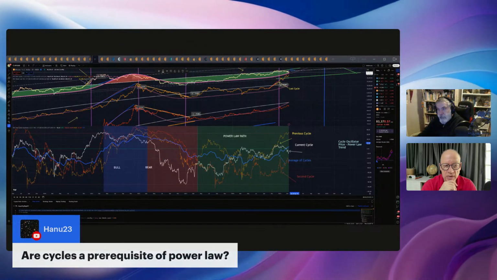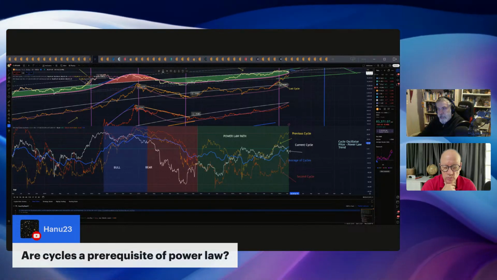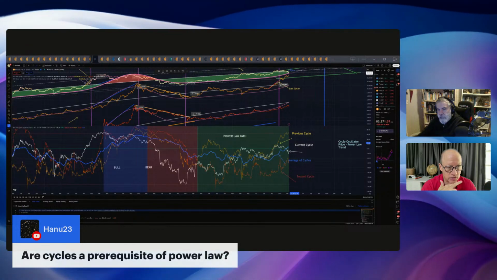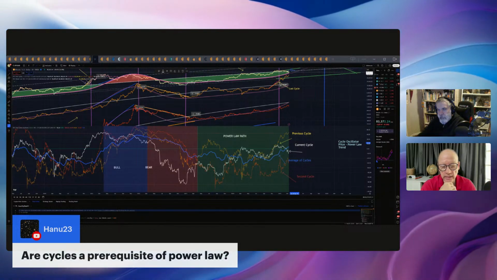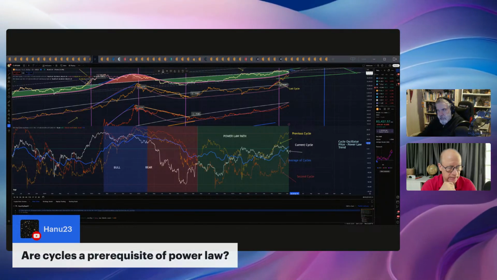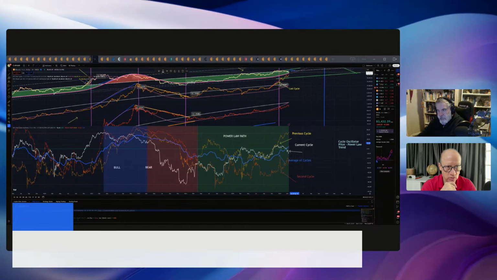So the power law is fundamental. And what we're seeing is that the volatility is coming down. The cycles are not as strong as they used to be. And the whole thing is becoming more and more stable, but fortunately, still very strong growth.